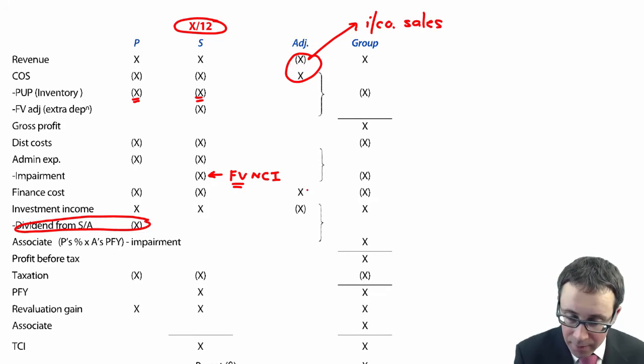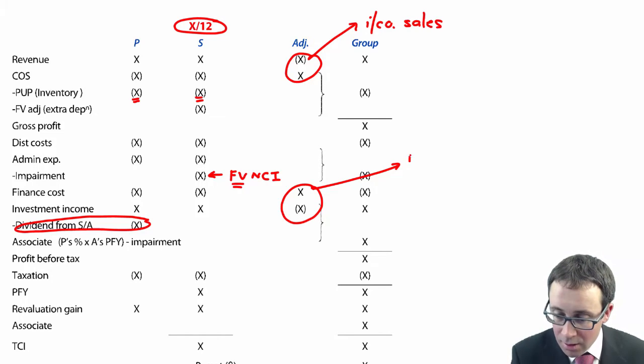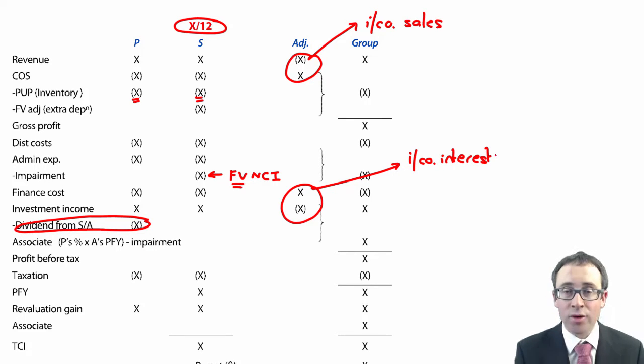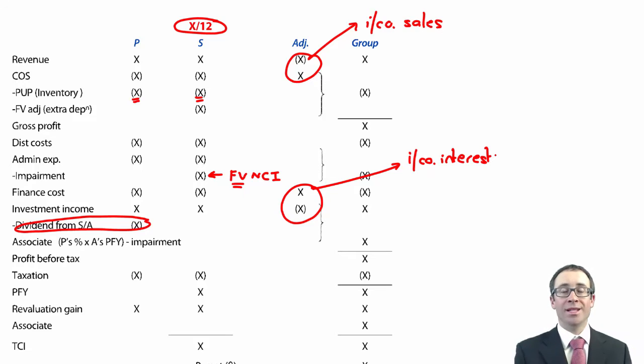In the adjustments column there, finance cost, and investment income, is any intra-company interest. So maybe the parent has lent some money to the subsidiary. On the SFP, the parent will remove the investment asset. The subsidiary will remove the liability.